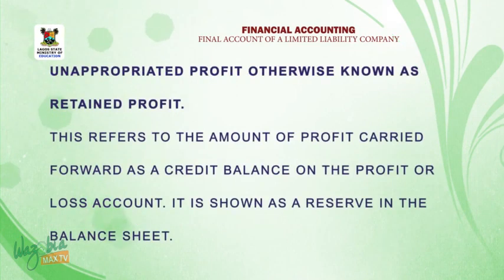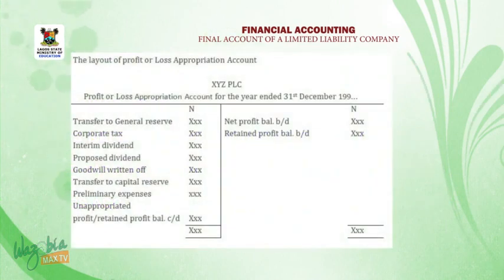We now look at unappropriated profit. It is otherwise known as retained profit. This refers to the amount of profit carried forward as a credit balance on the profit or loss account. It is shown as a reserve in the balance sheet. We now look at the layout of the profit or loss appropriation account. It could either be in T format or vertical format.